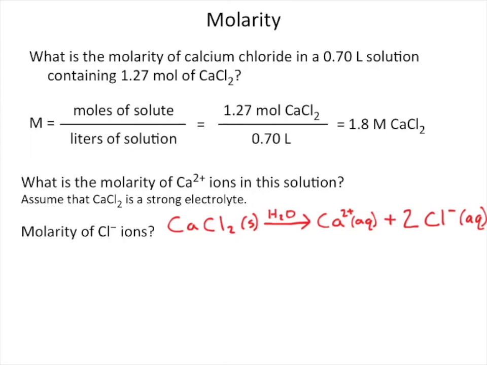So we say aqueous for dissolved in water. So your calcium and your chloride split apart when you put them in water. This is the definition of a strong electrolyte, and this is what any ionic bond does when you dissolve it in water, so what any salt does.